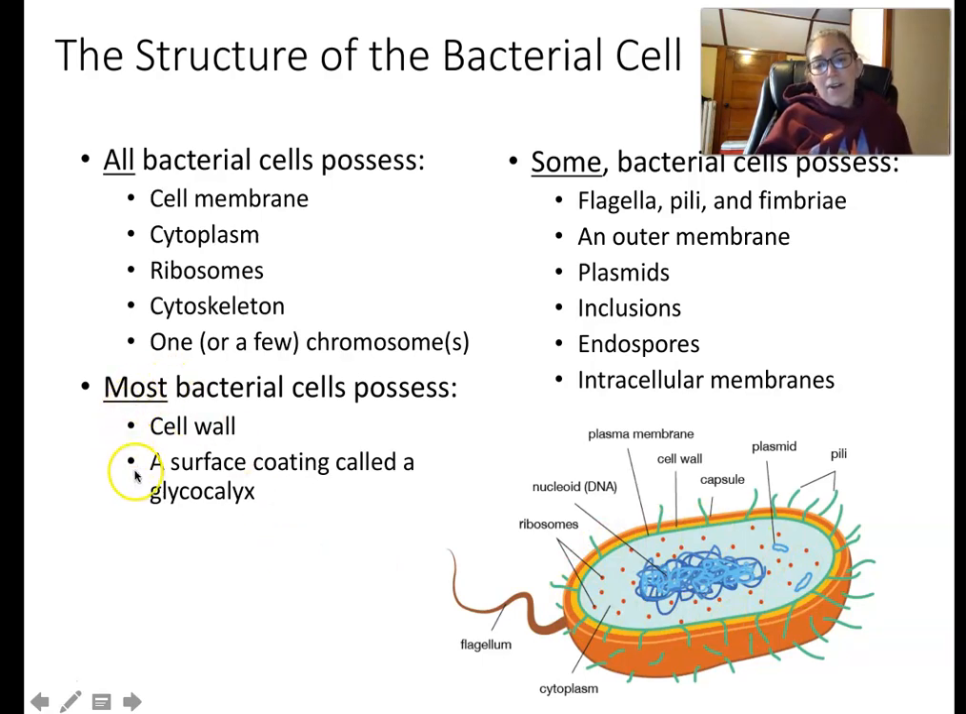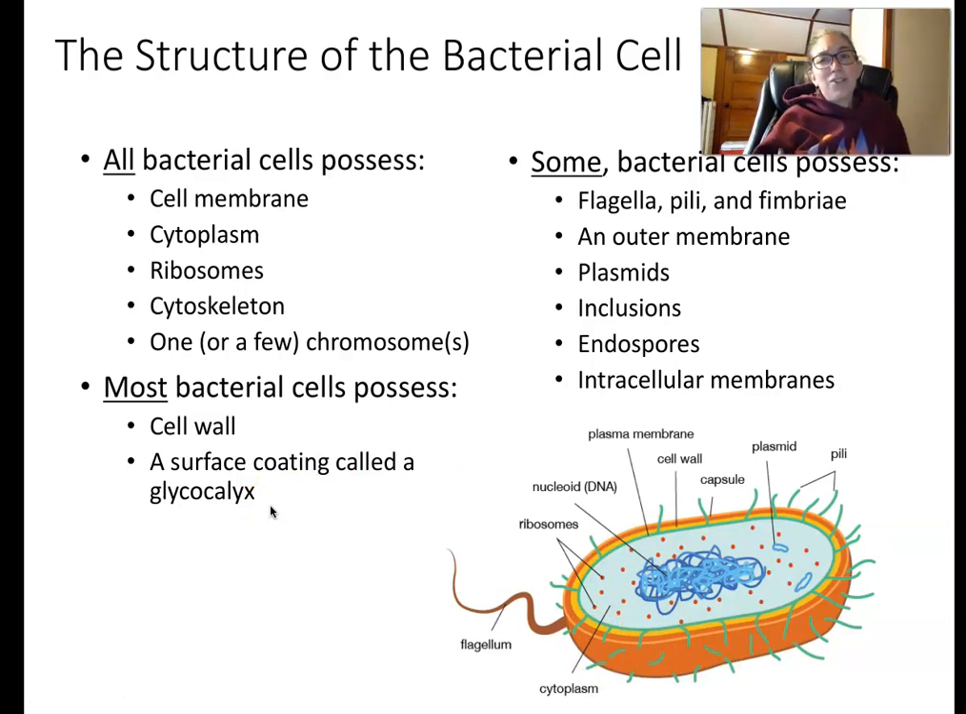Most bacterial cells also contain a cell wall, which is an additional outer layer around the cell, and a glycocalyx, which is also another layer. The green layer here represents the cell membrane or the plasma membrane or the cytoplasmic membrane. They all are the same thing. In yellow, that would represent a cell wall, and the orange would represent the glycocalyx, that surface coating.